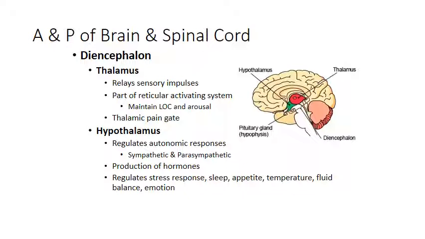When we talk about the hypothalamus, it regulates the autonomic responses of both the sympathetic and the parasympathetic systems. It produces hormones. It regulates the stress response. It regulates sleep and appetite, temperature, fluid balance, and emotion. Okay.